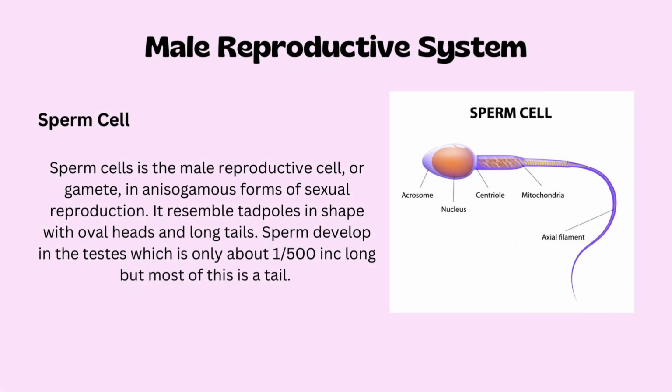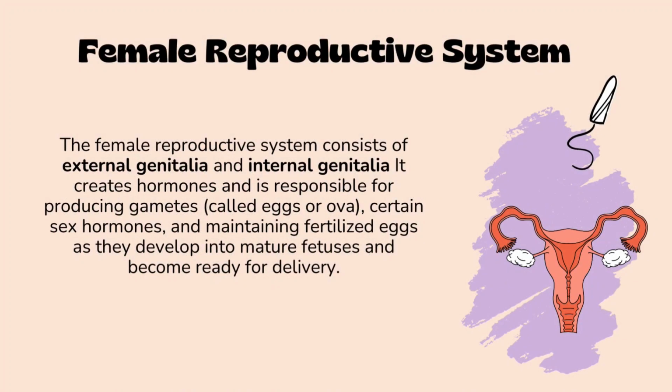Now that we have explored the intricacies of the male reproductive system, let's shift our focus to the equally fascinating female reproductive system. The female reproductive system consists of external and internal organs. It creates hormones and is responsible for producing gametes, maintaining fertilized eggs as they develop into mature fetuses, and getting them ready for delivery. It is also responsible for fertility, menstruation, and sexual activity.